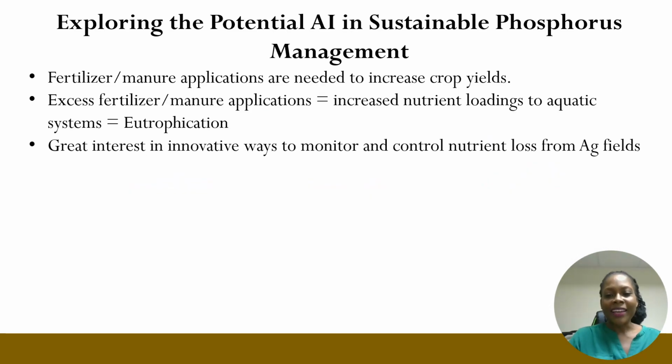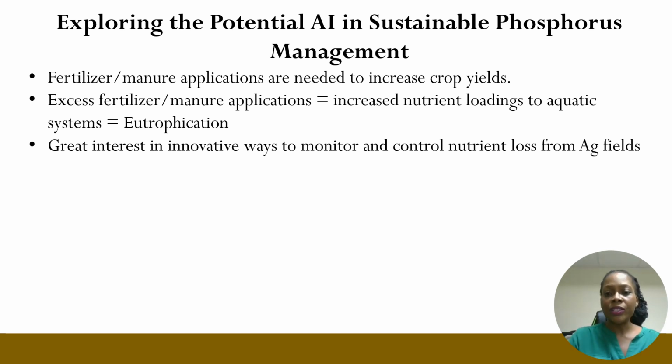Given the increased use of AI in agriculture, we explored its potential use in sustainable phosphorus management. For those in ag, we know that with the increasing global population, agricultural producers need fertilizers and manures to increase crop yields in order to meet the increasing food demand. However, excessive use of fertilizers and manure in agricultural fields is contributing to increased nutrient loadings to aquatic systems.